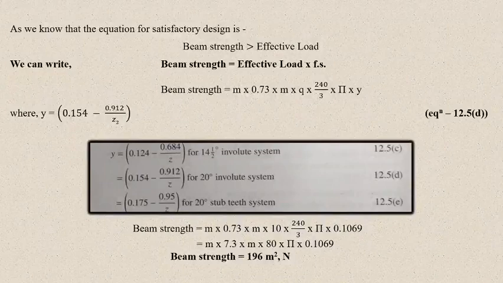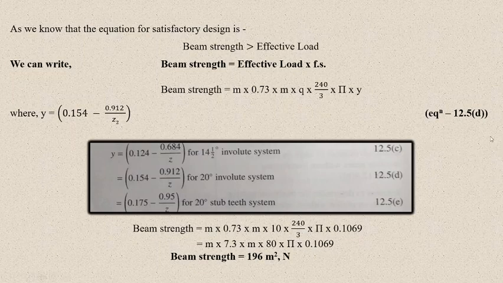As we know that the equation for satisfactory design is beam strength should be greater than the effective load, we can write this equation as beam strength is equal to effective load into factor of safety. Now calculate each parameter, that is beam strength and effective load respectively, and find the unknown parameter module.